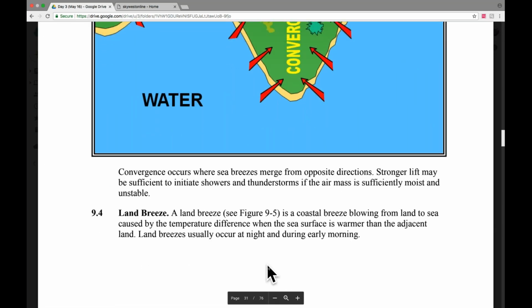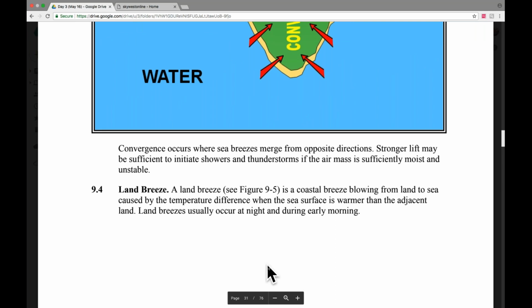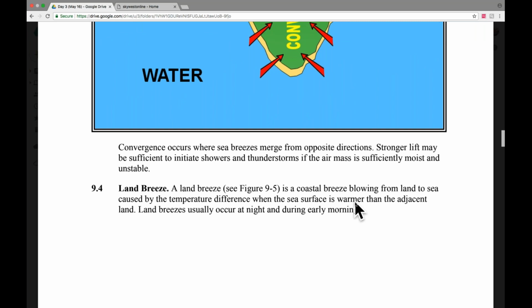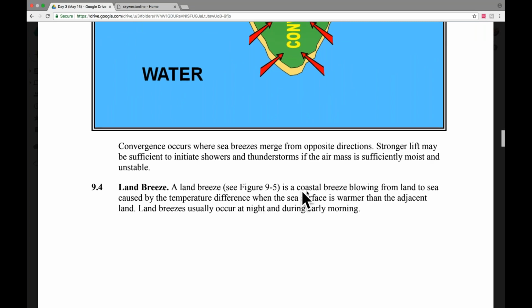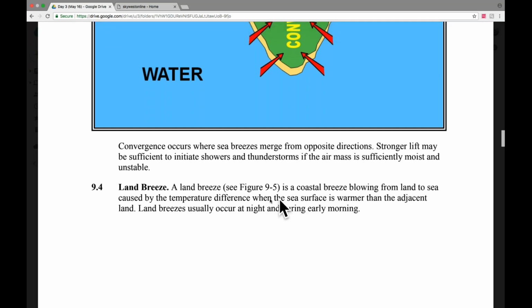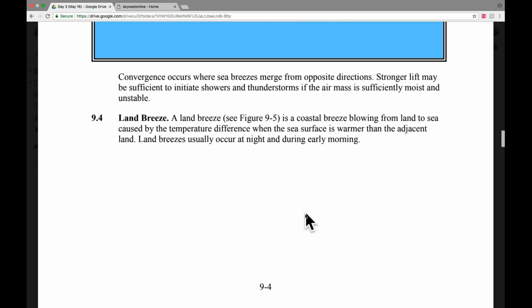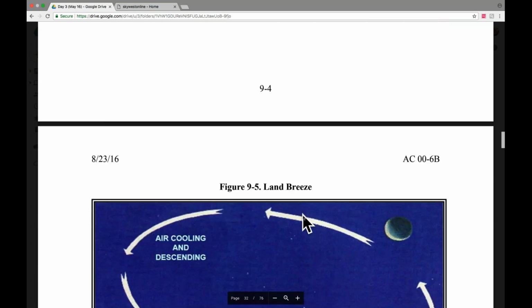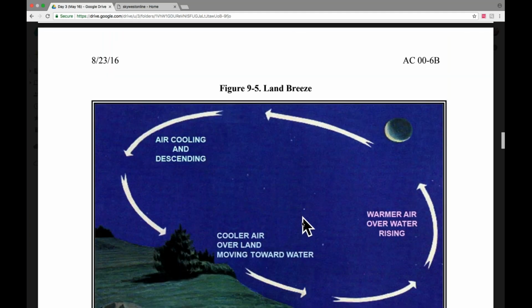So let's talk about land breeze now that we've covered sea breeze. Basically the reverse of sea breeze. Land breeze is a coastal breeze blowing from the land to the sea caused by temperature difference. When the sea surface is warmer than the adjacent land, land breeze usually occurs at night and during the early morning. So the exact opposite of a sea breeze.